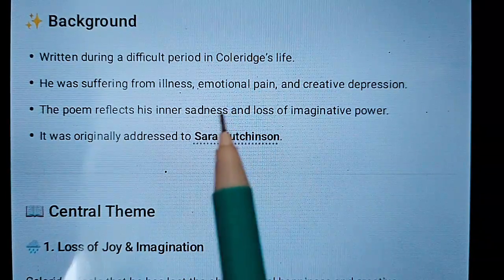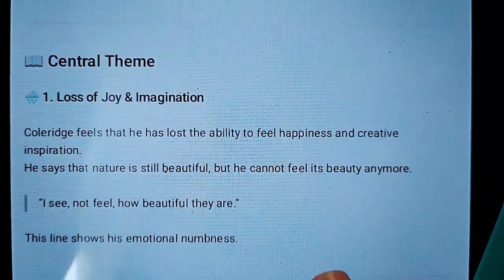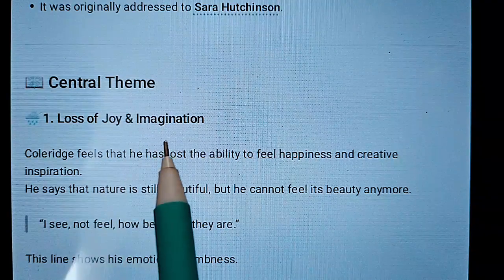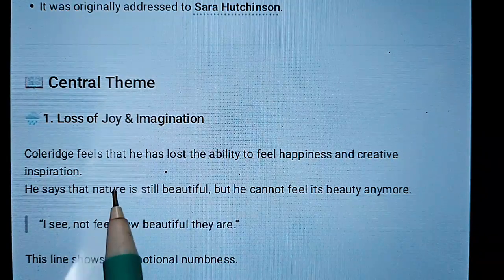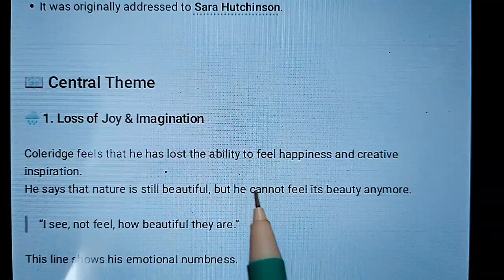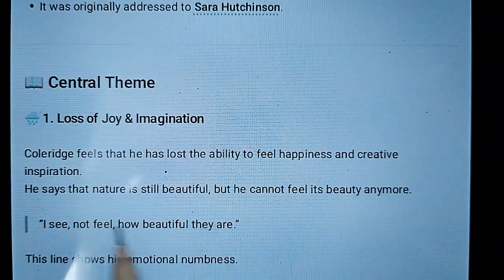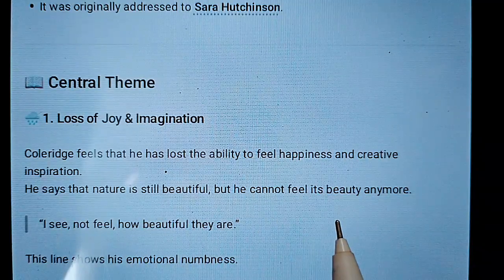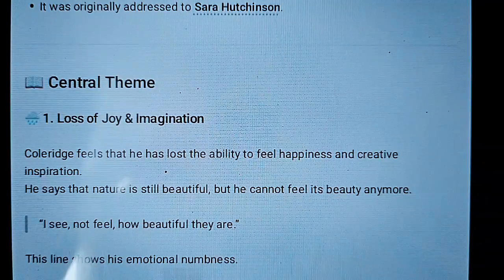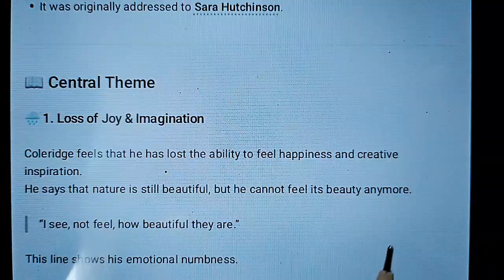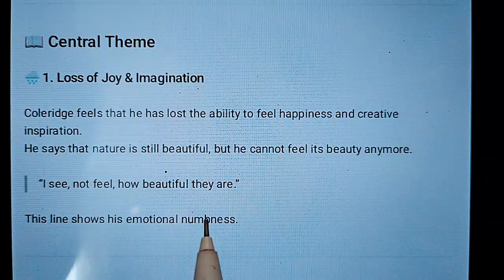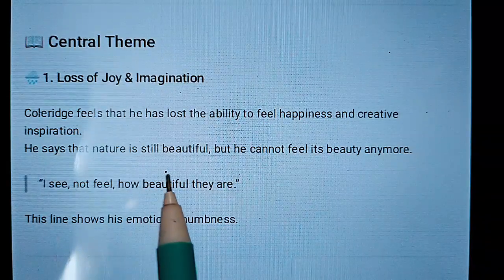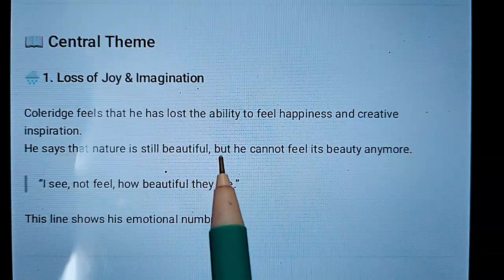Now let's know about the central themes. The first theme is loss of joy and imagination. S.T. Coleridge feels that he has lost the ability to feel happiness and creative inspiration. He says that nature is still beautiful, but he cannot feel its beauty anymore. The line is: "I see, not feel, how beautiful they are." This line shows his emotional numbness.